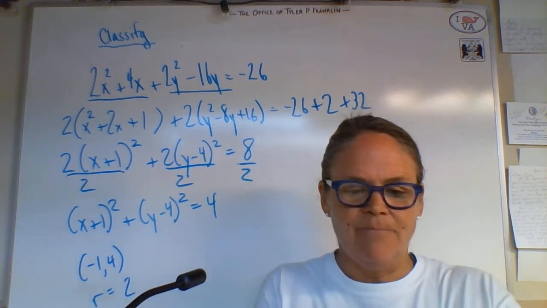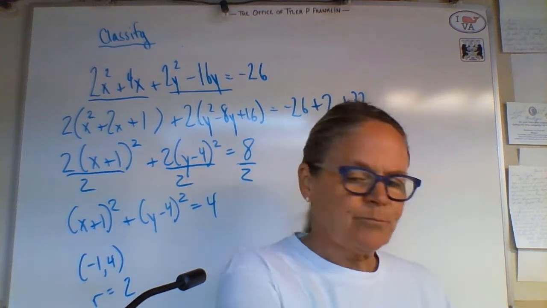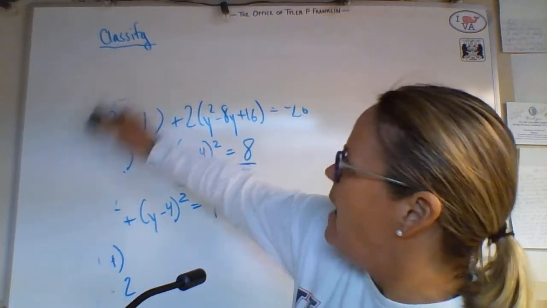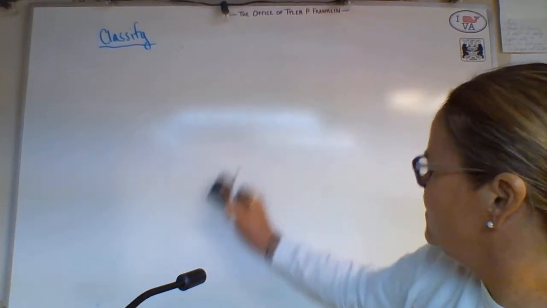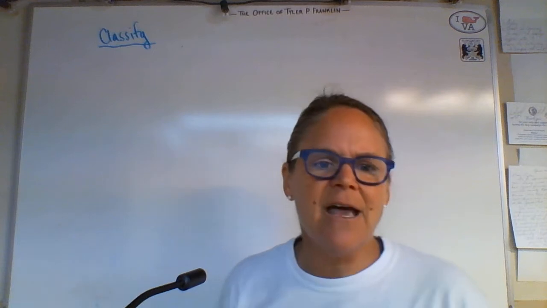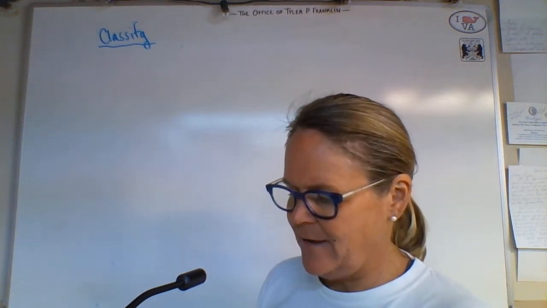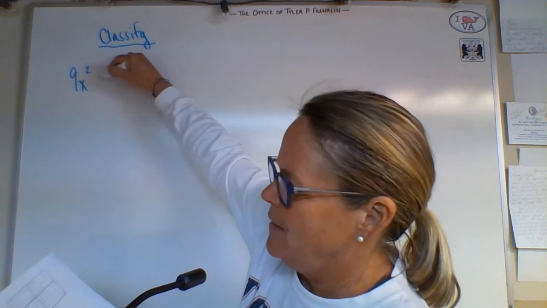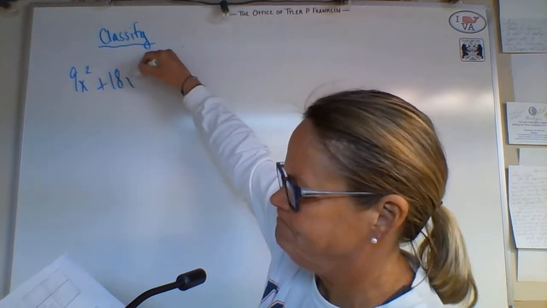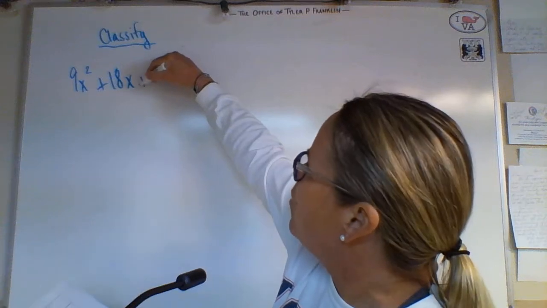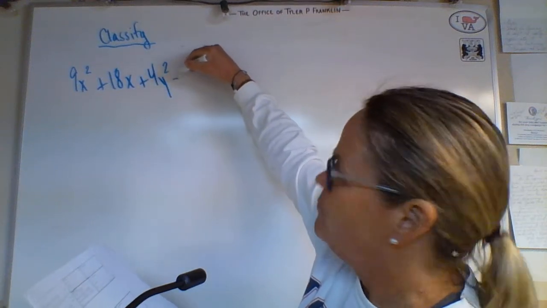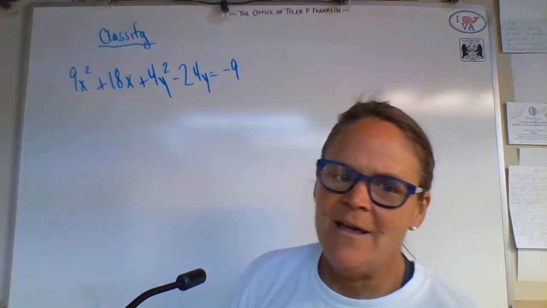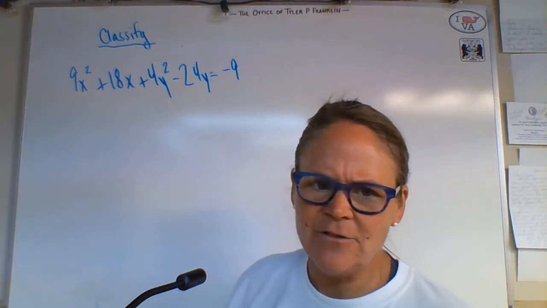So that's a circle. Second question, which hopefully, again, you have the notes so I don't have to write it out. I'm going to put my x squareds together, my y's together, anything else on the other side. So I'd have 9x squared plus 18x plus 4y squared minus 24y equals negative 9. It's sort of like you do the same thing every single time.